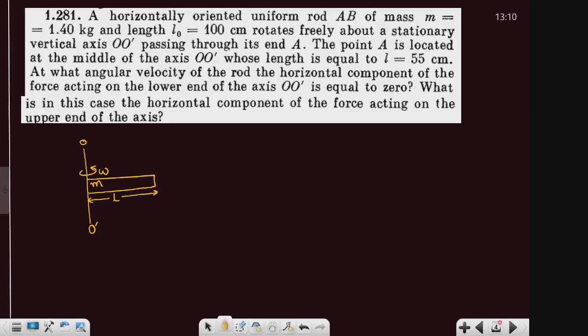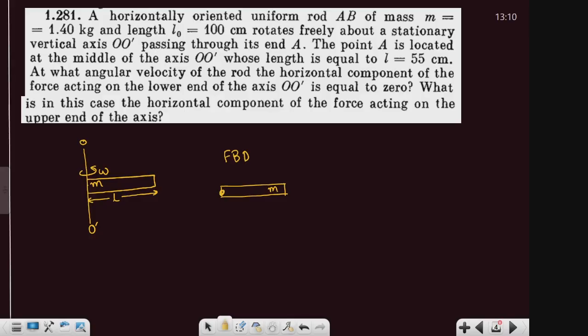Understood? Okay. Now the question is asking at what angular velocity of the rod the horizontal component of force acting on the lower end of the axis OA is equal to 0. That means what should be the omega such that out here the horizontal component of force is equal to 0. Okay. So before we go into further details, let us study the free body diagram of the rod that is rotating. This is mass M and length L rotating.